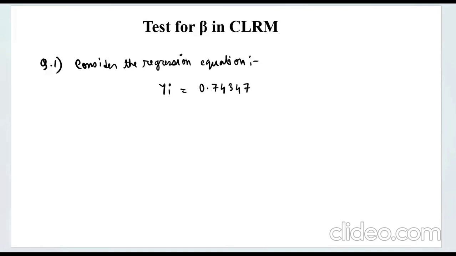0.74347 plus 0.6416 into xi. So this is the estimated regression equation. So alpha cap is this 0.74347 and beta cap is this 0.6416. This is given to you. Now, the other thing given to you is the standard error. The standard error of alpha cap is given as 0.8355. This is given to you, but the standard error of beta cap is not given to you.